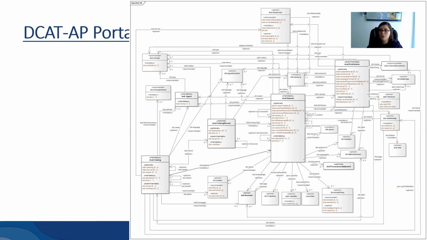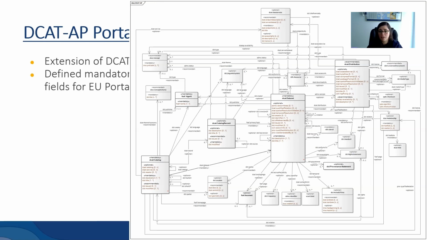Right, now that you know a little bit about the structure of DCAT, I would like to present the structure of DCAT AP portal. You will find the same main classes like catalog, dataset, and distribution, but also a few other important properties, some specifications on cardinalities, and what properties are mandatory or optional for the case of portals in Europe.